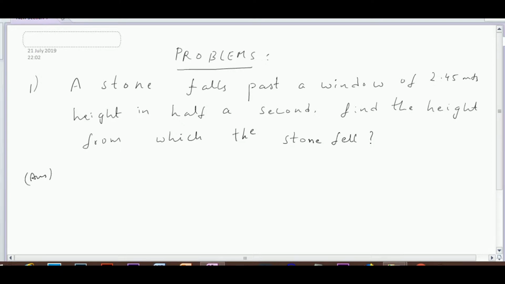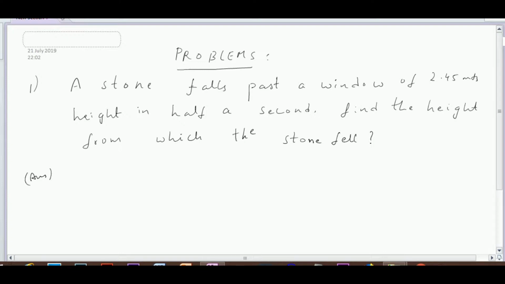What does it mean? There is a building and there is a window in it somewhere in the middle or in the end or in the top of the building. We are throwing a stone by free fall from somewhere of the building above the window. The window's dimensions are 2.45 meters height, and we need to find the height from which the stone fell.